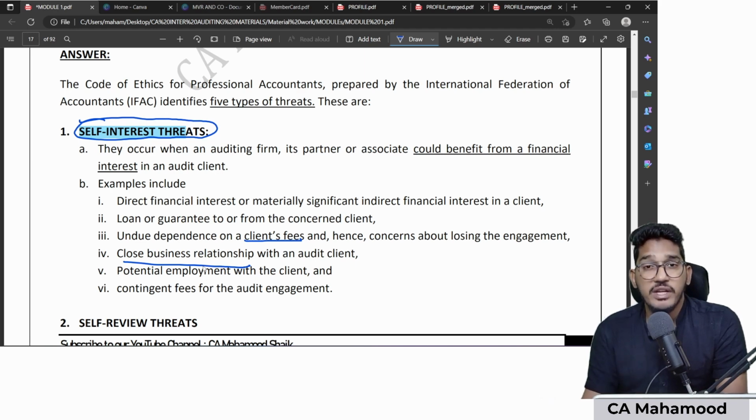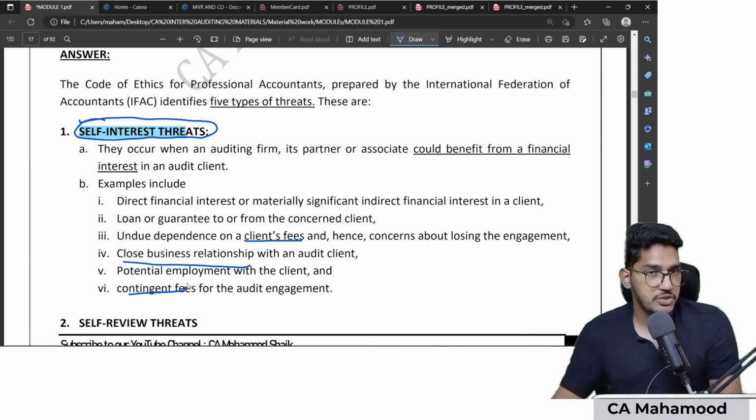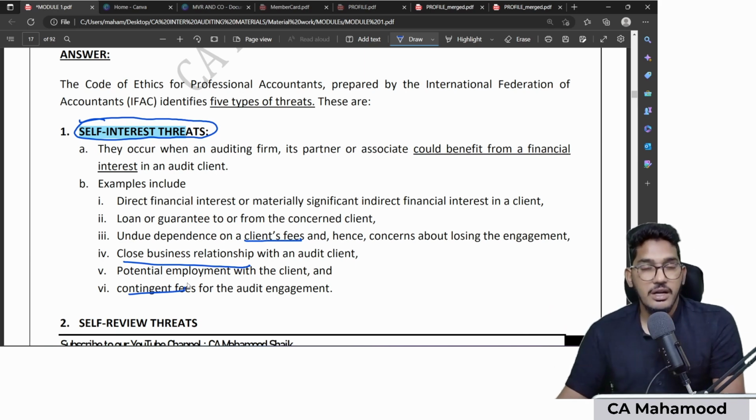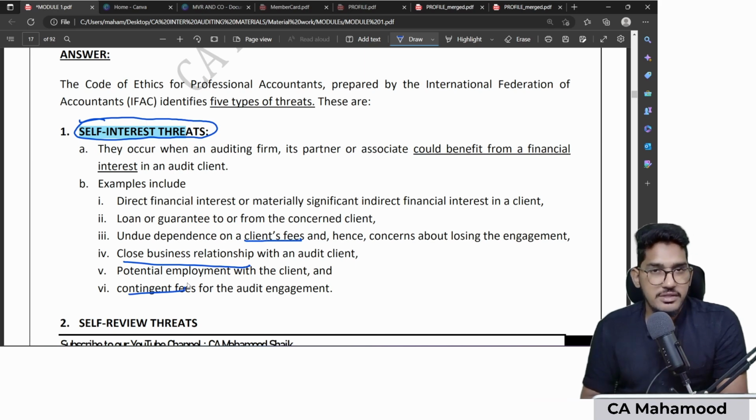That means the client is offering you, I will make you CFO next year, or your client tells you, I will tell the fees after completion of the audit, contingent fees for the audit engagement. That means your client is saying, sir, you do the audit, I will decide the audit fees after completion of the audit. That means he is indirectly coming with a favor that, sir, if you give me a positive opinion, I will give you more fees. If you give me an unfavorable opinion, I will give you less fees. So like this, if the auditor is benefiting from some financial interest in the company, then self-interest threats occur.